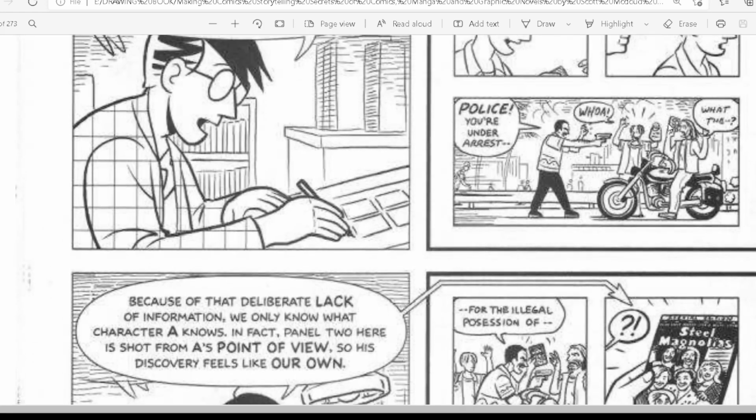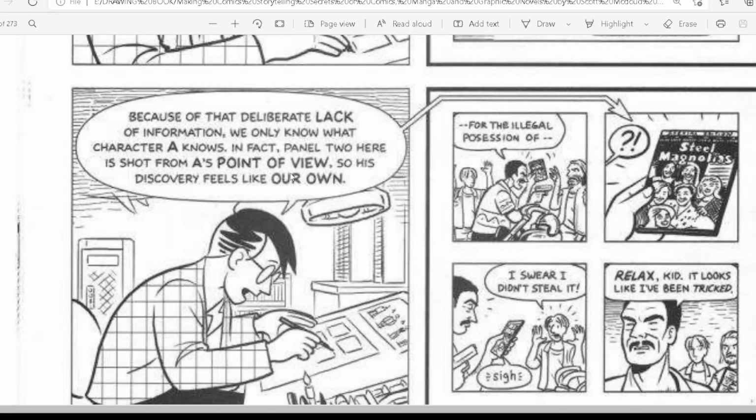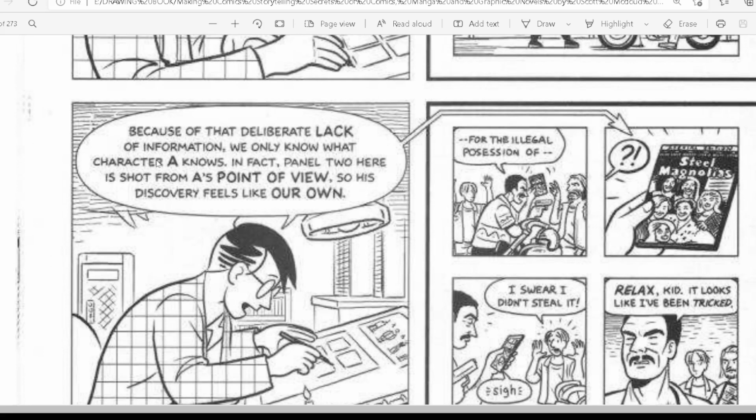It seems like they are not good people, right? We can recognize that because of a deliberate lack of information. We only know what character A knows. In fact, panel 2 here is shot from A's point of view, so his discovery feels like our own.